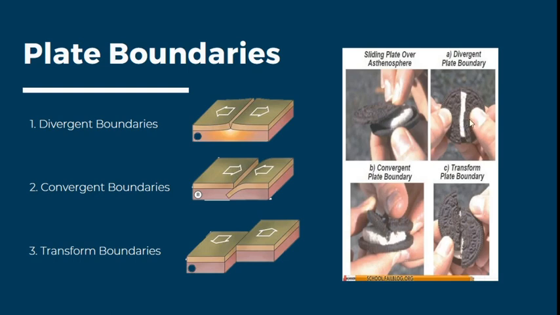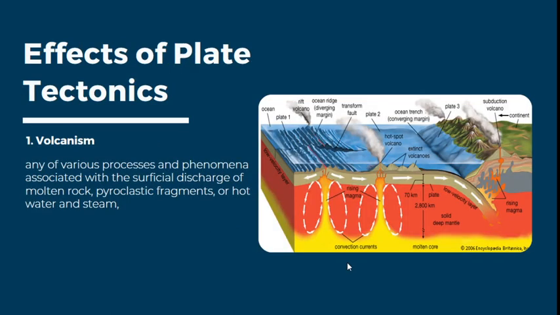Number two, we have convergent plate boundaries. This is where plates move towards each other. We call it convergent boundaries. Third one, we have the transform plate boundary, where plates slide past one another. As you can see on the presentation, we have here transform boundaries. So let's proceed. What are now the effects of plate tectonics?